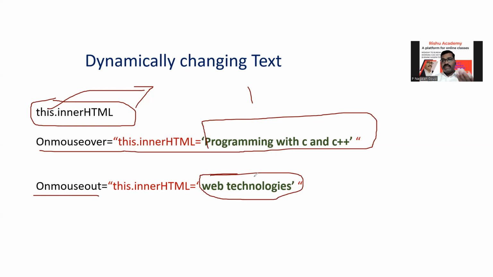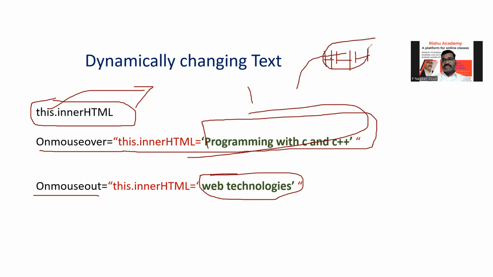In this video, I am making use of two properties, on mouse over and on mouse out. Assume that there is a text H. This is the text. When I move the cursor over this, immediately this statement will be executed. This statement replaces this H with programming with C and C++. When I move the cursor out of it, then this text, programming with C and C++, will be replaced with web technologies.